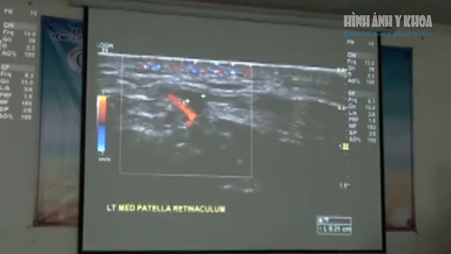And when I pushed on this lump, they got shooting pain all around the medial retinaculum. So this ended up being a small post-traumatic neuroma of the medial retinaculum.